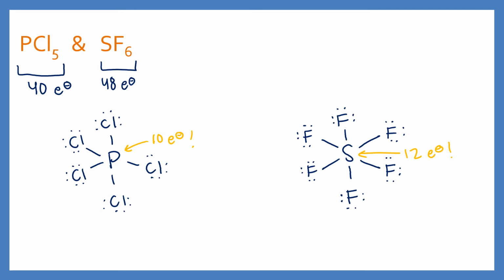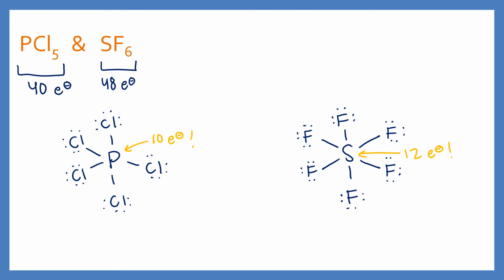Okay, phosphorus pentachloride and sulfur hexafluoride. You can do these on your own. I'll go ahead and draw out the correct structure for you. Okay, these are the correct structures for these 2 molecules. Phosphorus pentachloride should have 40 valence electrons, and sulfur hexafluoride is going to have 48 valence electrons.